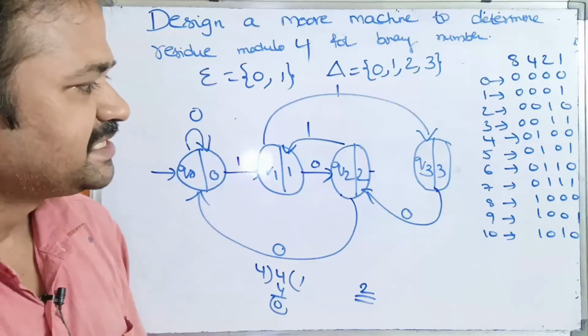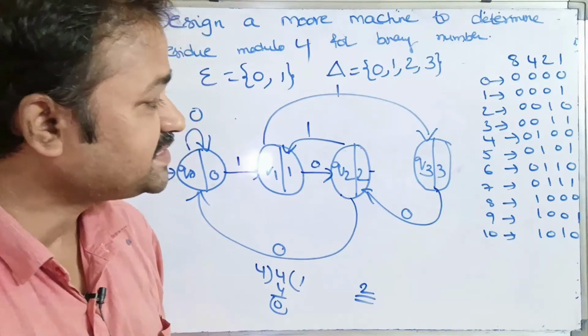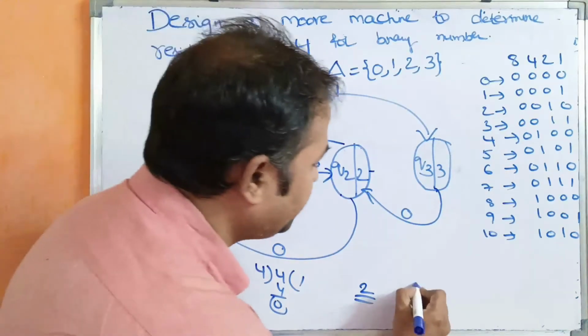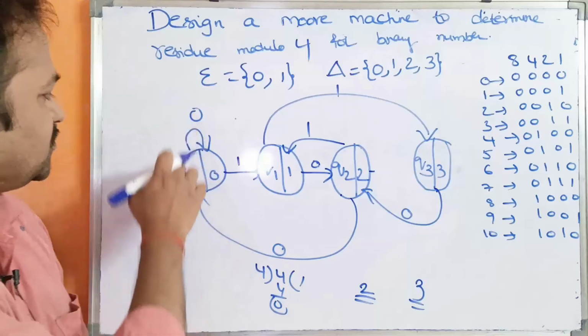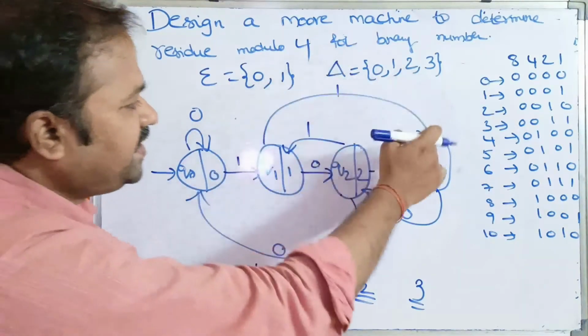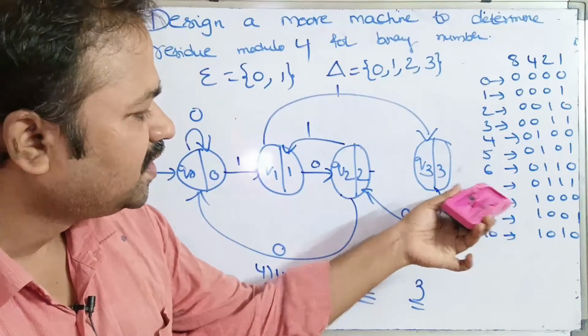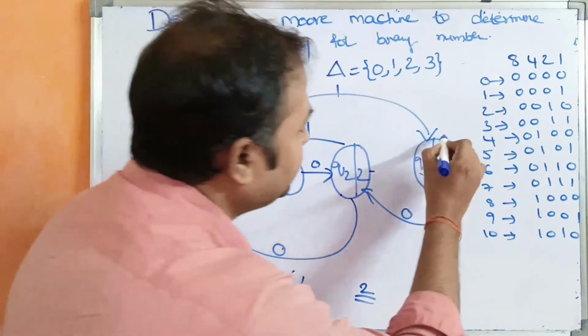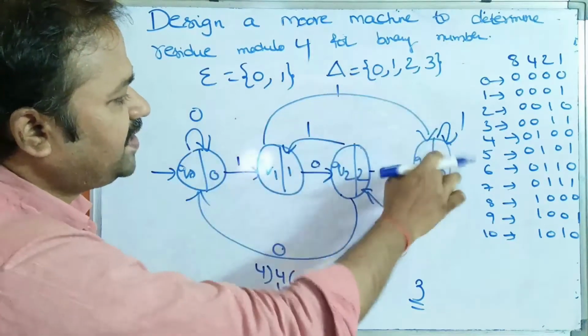Next 7. 7 means 0 1 1 1. 7 modulo 4 means 3. So we have to be at Q3 state if we apply 0 1 1 1. So 0 1 1. If we apply one more 1, then we have to be at this Q3 state only. So we can apply self loop 1.